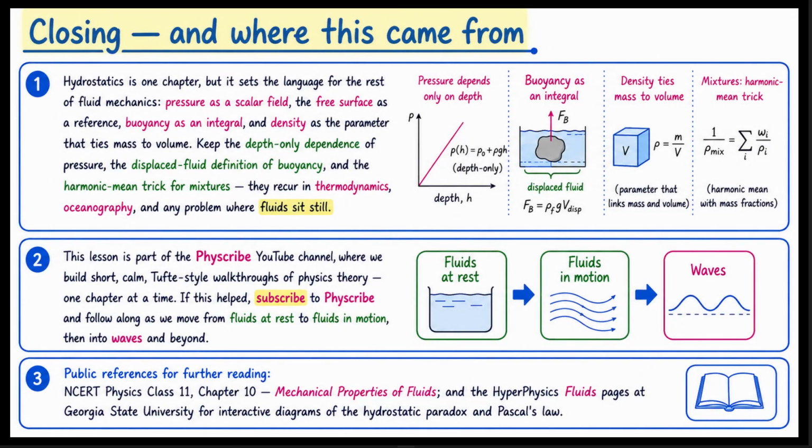Outro for the Fiscribe audience. Hydrostatics is a single chapter, but it sets the language for the rest of fluid mechanics. Pressure is a scalar field. The free surface is the natural reference. Buoyancy is an integral over that field. Density is the parameter that ties mass to volume.